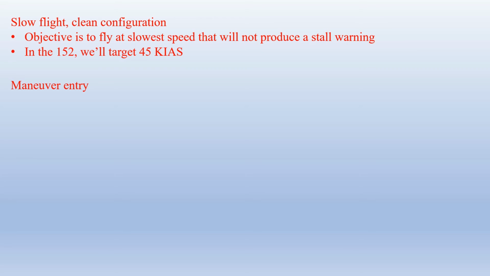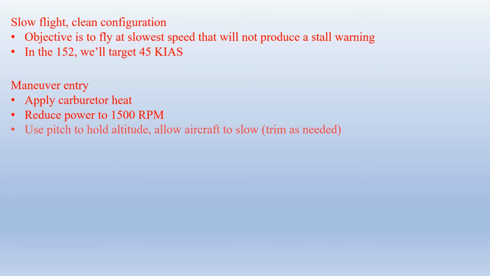Maneuver entry is going to be slightly different than it's been for the other two maneuvers. Initially, we're going to apply the carburetor heat and then reduce power to 1500 RPM instead of 2000. That's because at 2000 RPMs, without putting drag out, it's going to take a long time to slow down, and it probably won't actually get to that 45 knots, or at least it'll take all day to get there. Just like we did for the other maneuvers, use the pitch to hold altitude and allow the aircraft to slow. Trim as needed. You won't need as much nose-up trim, but you'll probably need a little bit.